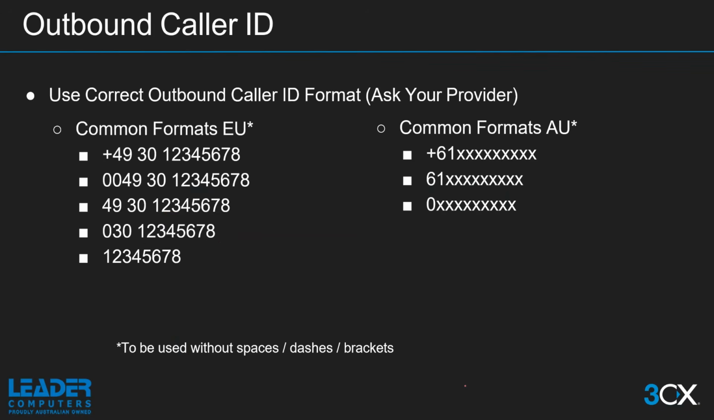And outbound caller ID format. This is what I previously mentioned: use the correct outbound caller ID format. Make sure of the format your carrier is expecting. The three most commonly used formats are +61, 61, or 0. So you need to know what your provider uses. For example, Breeze uses 61, so all the caller IDs need to be in the 61 format that the trunk expects, not plus and not 0. Do you have any questions so far?